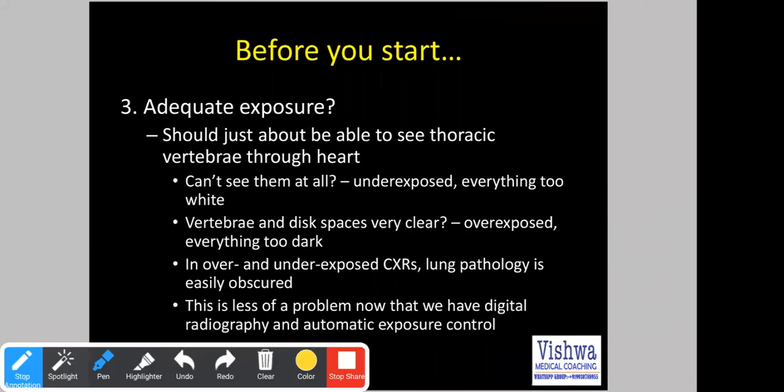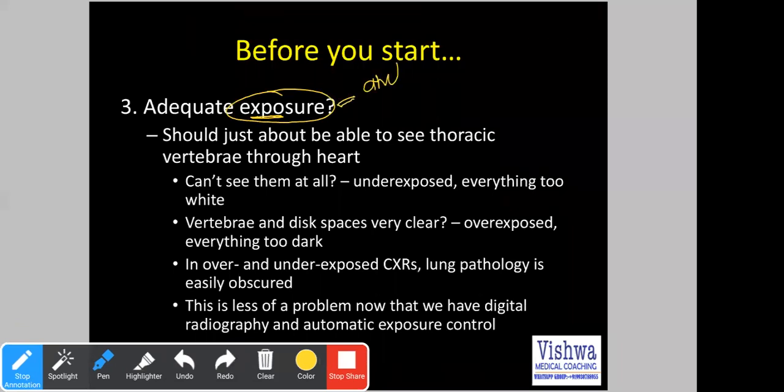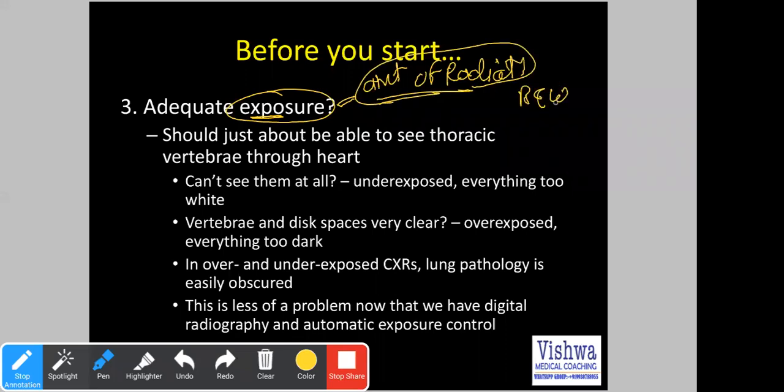Now we also need to understand whether the exposure was good or not. Remember, what is exposure? It is the amount of radiation, because the black and white shadows will look more black or more white because of the pathology, but also because of the radiation, more or less. If radiation exposure is more, things will look more white. If radiation exposure is less, things look less visible. You can see properly, or you can't see them at all.